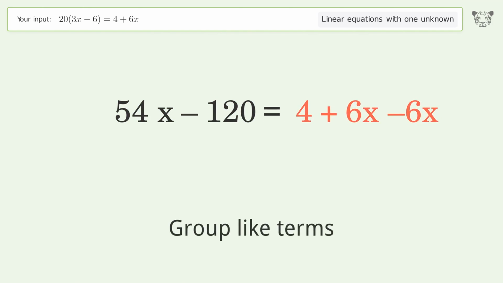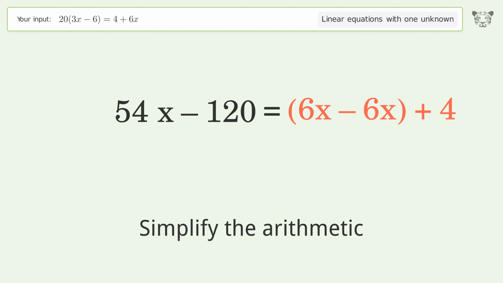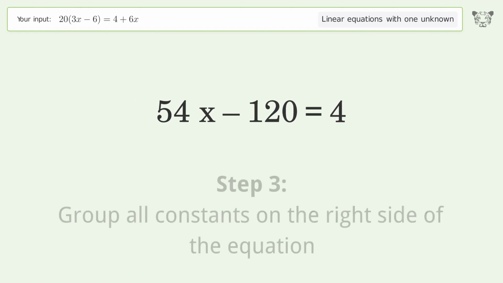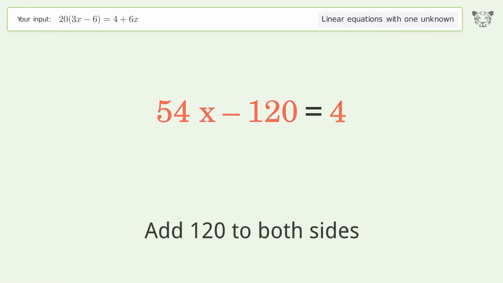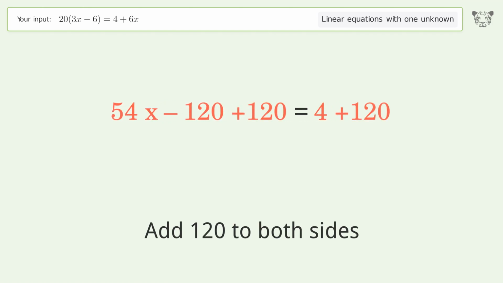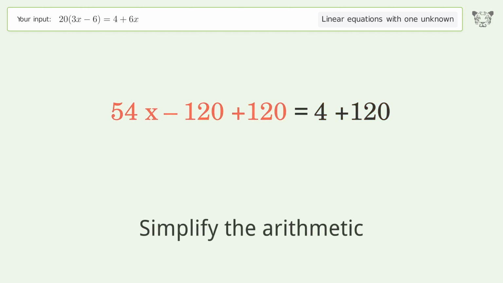Group like terms. Simplify the arithmetic. Group all constants on the right side of the equation. Add 120 to both sides. Simplify the arithmetic.